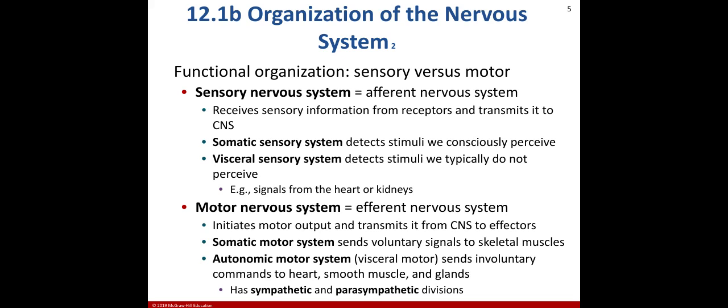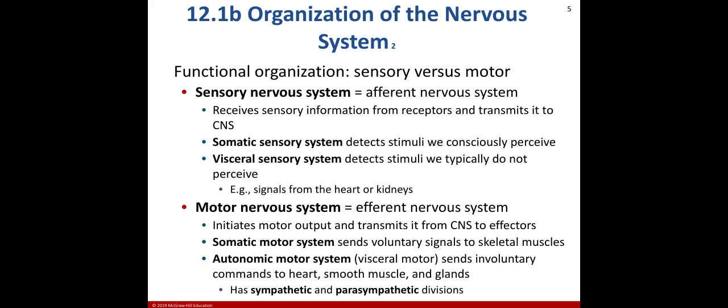Then you have the motor nervous system, which is called the efferent nervous system. And that is going to be what initiates a motor output. And then it transmits from that central nervous system to the effectors. So within our motor nervous system, we break it down to be the somatic motor system, which is voluntary signals to skeletal muscles. So if you want to run or pick up a pen, that's the somatic nervous system.